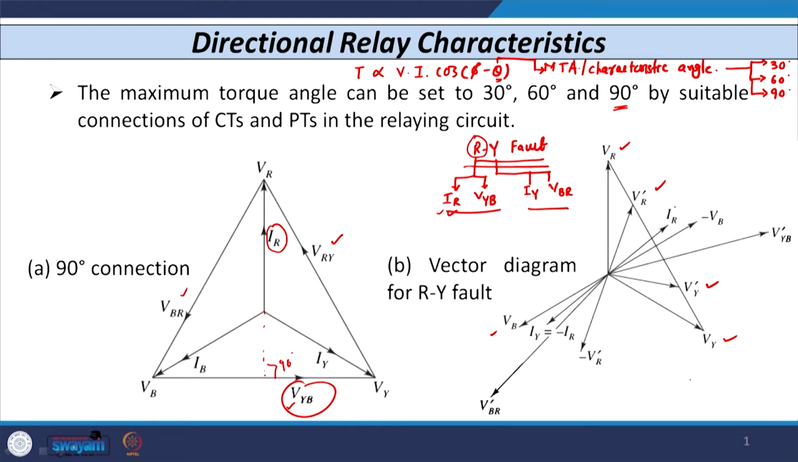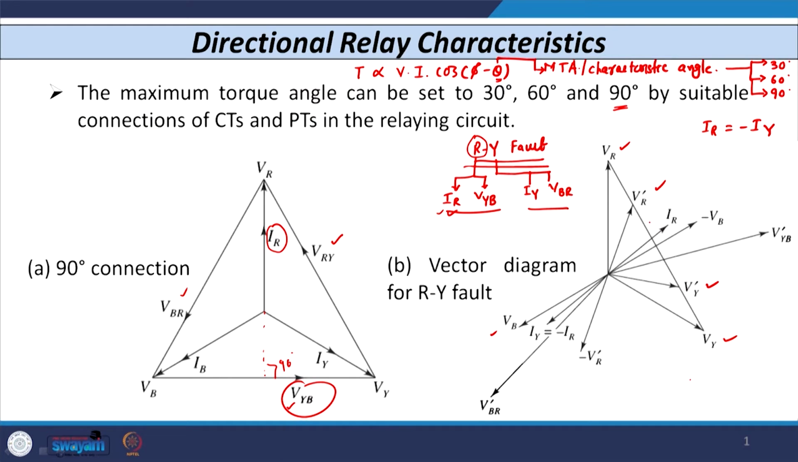The current IR, that is now in case of RY fault we have the condition that IR is equal to minus IY and IB is equal to 0, as the magnitude of B phase current is very small compared to other two faulted phases. So, we can neglect it.